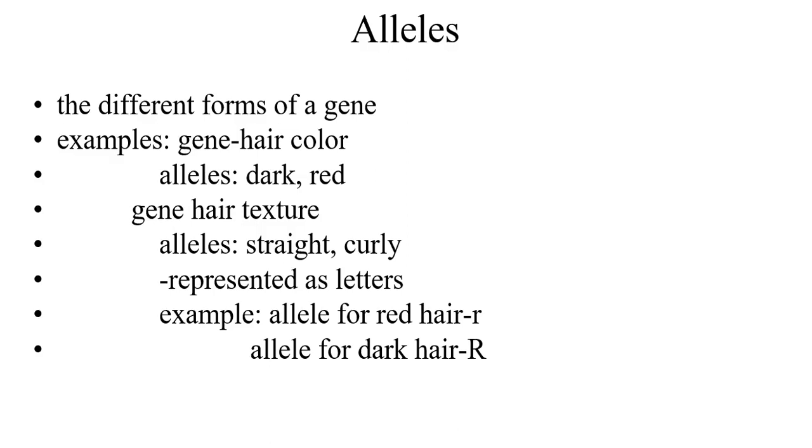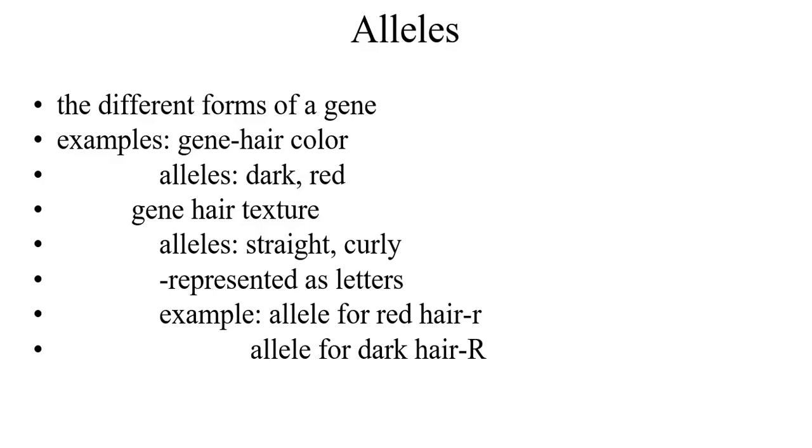Now, under the heading of gene, we have the term alleles. And alleles are the different forms of a gene. So, for example, we have a gene or a strand of DNA that controls hair color. Well, that strand of DNA could have slightly different codes. One version of that strand of DNA for hair color could produce dark hair. Another version of that same gene could produce red hair. So the alleles are the different forms of the gene.